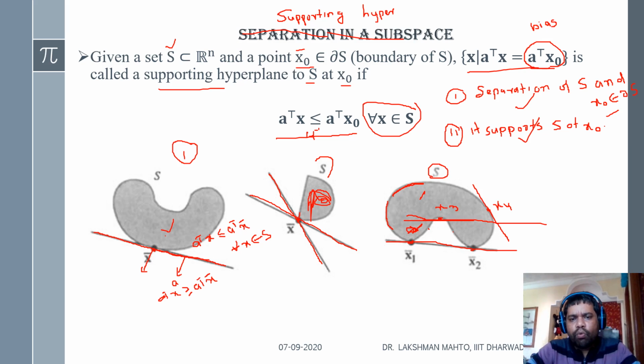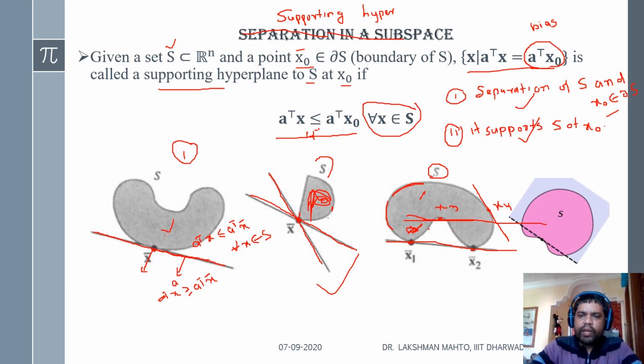So for a convex set, at every point you will always get at least one supporting hyperplane. If your point is a boundary point on a smooth boundary, then you will get only one supporting hyperplane. And suppose your boundary point is not on a smooth boundary, then you will get more than one supporting hyperplane. So these are the different scenarios to get a supporting hyperplane of a given convex set.